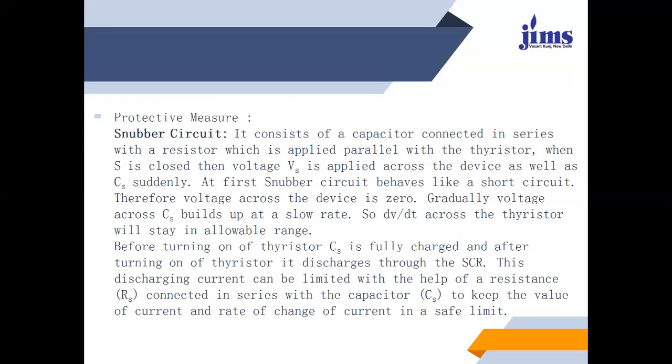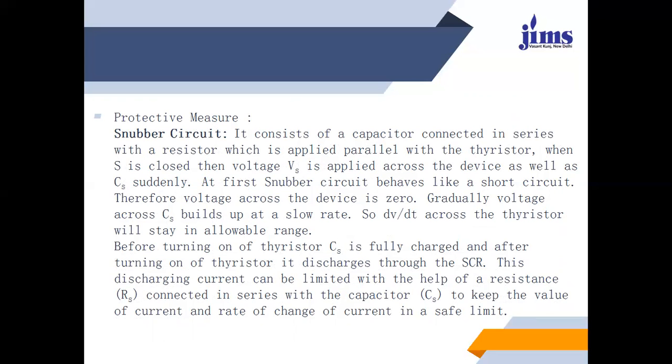When S is closed, then voltage Vs is applied across the device as well as Cs suddenly. At first, the snubber circuit behaves like a short circuit, therefore voltage across the resistor is zero. Gradually, voltage across Cs builds up at a slow rate. So dV/dt across the device will stay in allowable range.